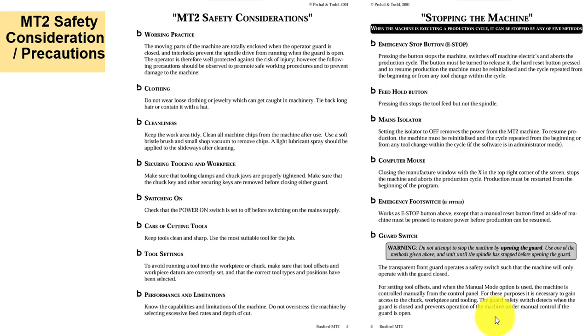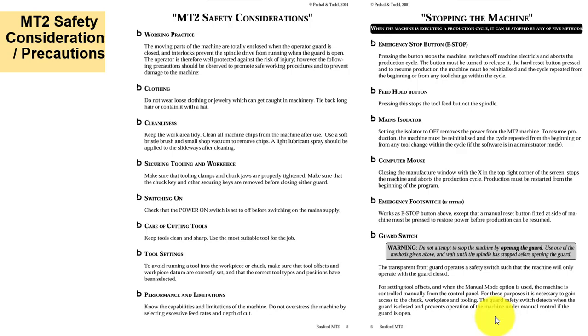Stopping the machine. When the machine is executing a production cycle, it can be stopped by any of 5 methods. So these 5 methods you can use for stopping the machine. You can use the emergency stop button. You can use the feed hold button, but with the feed hold button on the control panel, when you press it, the spindle will still rotate but the feed motion will stop. Similarly, the main isolator is one of the options to stop the machine. We can directly close the Boxford software and then the machine will automatically stop.